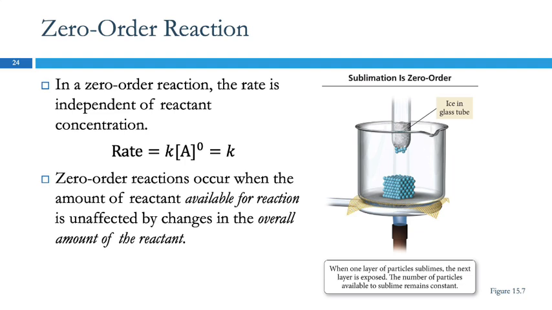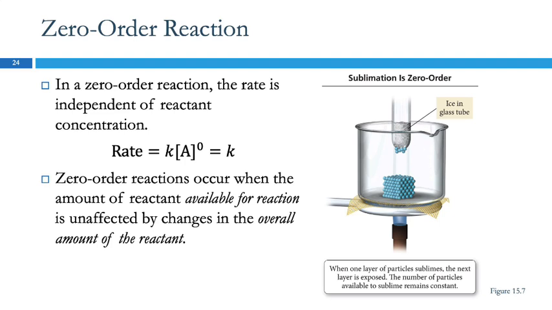So in a zero order reaction, the rate is independent of the reactant concentration. And this is kind of a weird situation. The example that the book uses is a reaction where you're just having sublimation. You're having a solid go into the gas state, and there we see that the rate is constant. It doesn't depend on concentration. If you have a solid here, how do you measure the concentration of a solid? You can't.